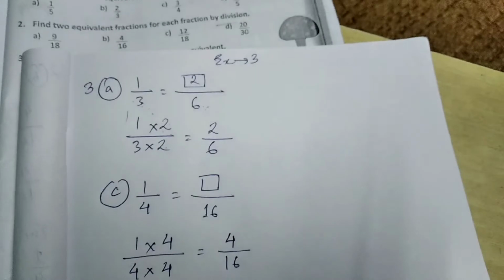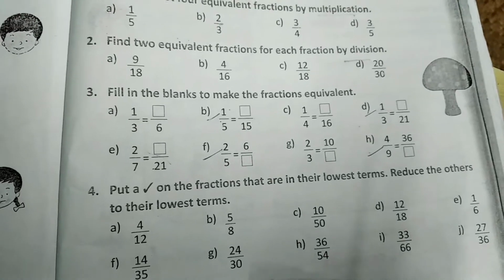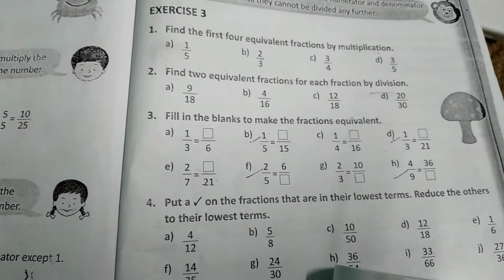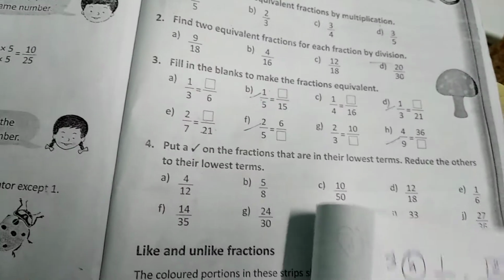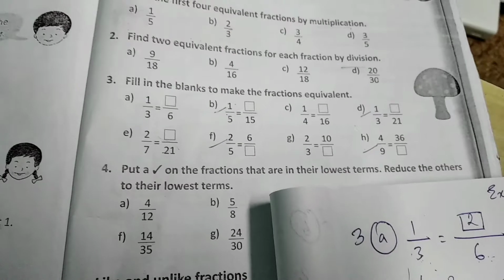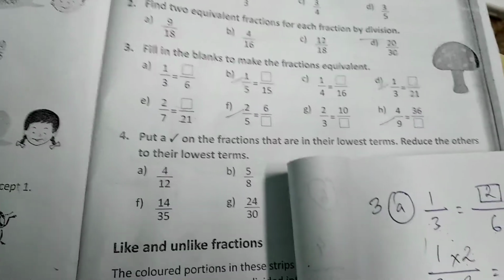So these are the answers of A, C, F and H. I think you can do the other questions. You can see the questions. I think you can do B, D, E, G. So all are similar. You just have to multiply with the number, and whatever you multiply down or up, the same number you need to multiply, and then whatever missing one you need, you will get it.